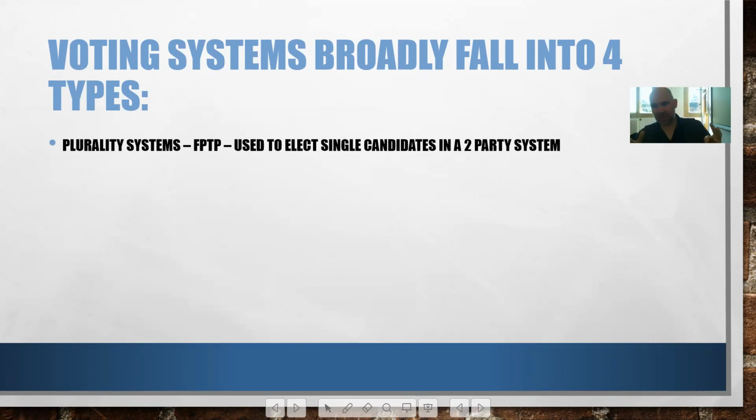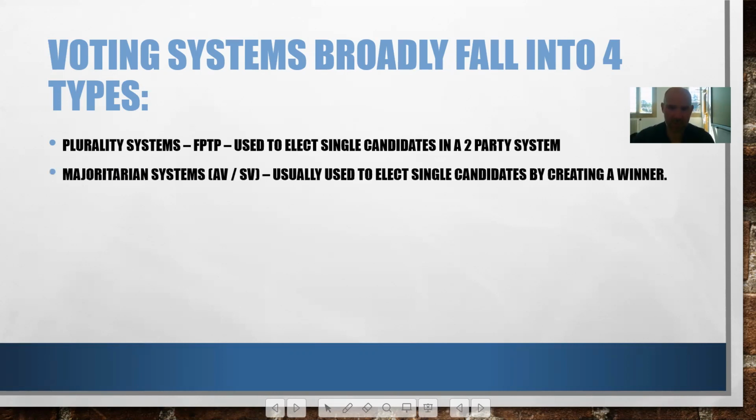Now, the first type is plurality types, which bluntly is first past the post. You should know what plurality means from our previous lesson, but it's when you get more votes than all the other candidates, or more votes than second place. Effectively, you have the most votes. This is first past the post, and it's used often to elect single candidates in a two-party system. I'll come back to and develop that point in a minute.